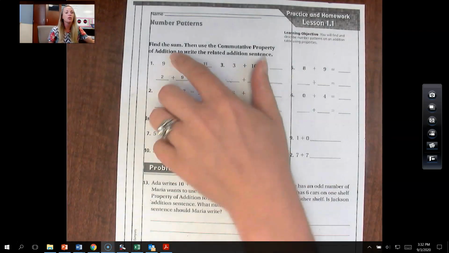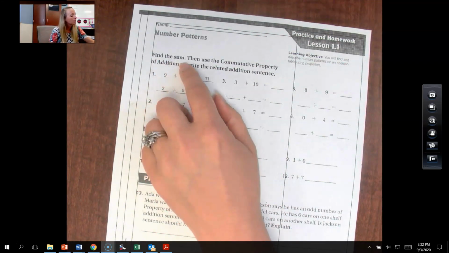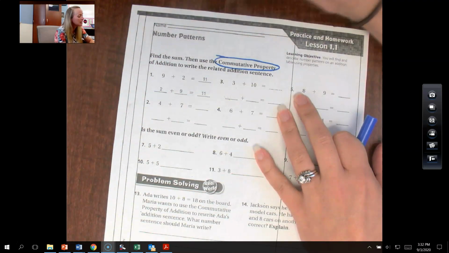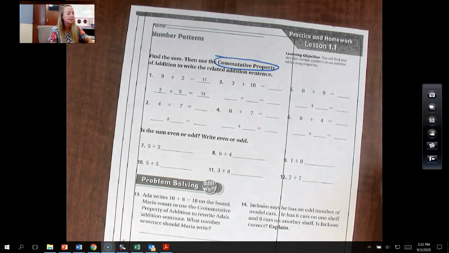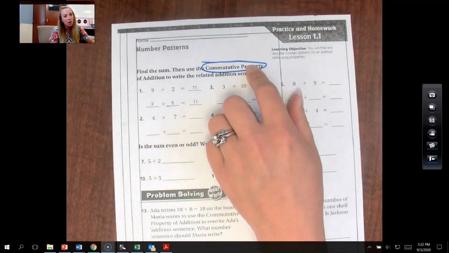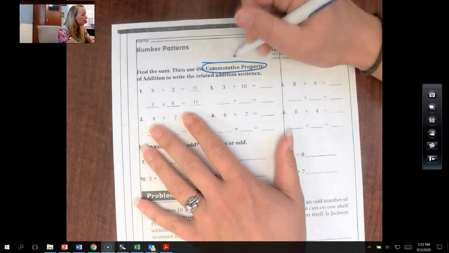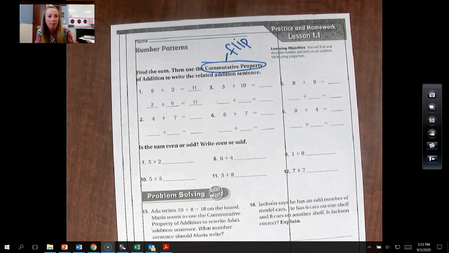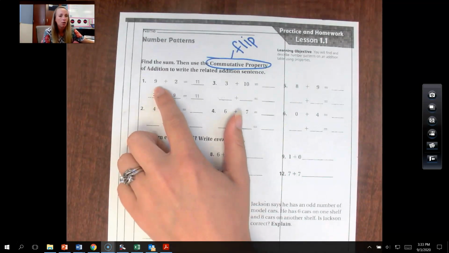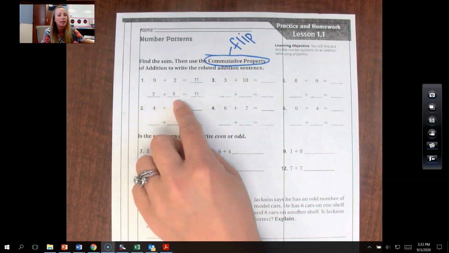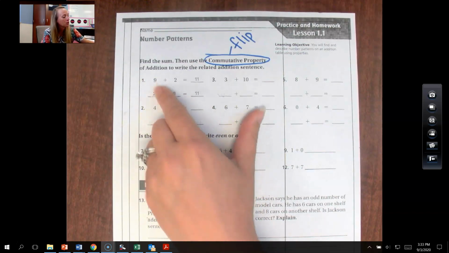Here we go. Let's look at the directions. Find the sum. Then use the commutative property of addition to write the related addition sentence. Commutative property. What does that mean? Let's write some notes to help us while we're doing our homework. Commutative means to flip-flop. You are going to be flip-flopping and finding the answers. Look at number 1. They have done it for you. 9 plus 2 is 11, and 2 plus 9 is 11. That is the example you are to use.